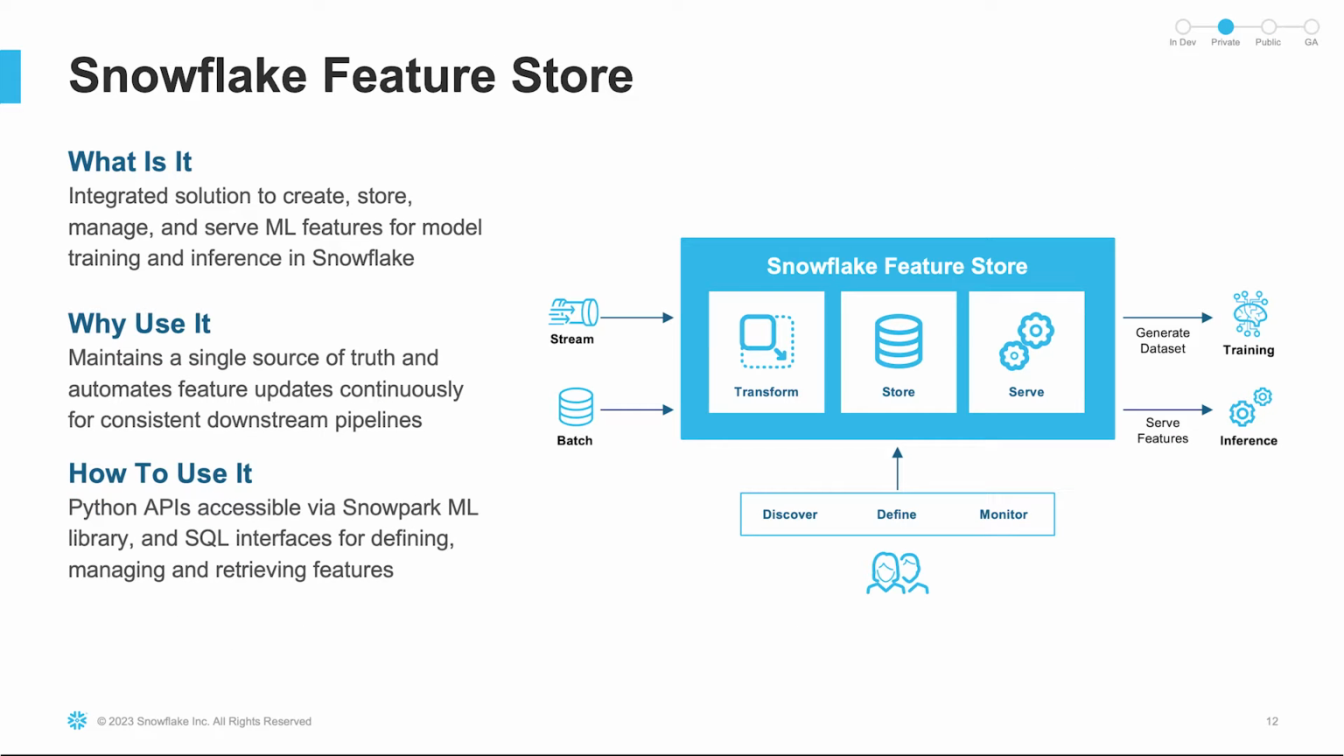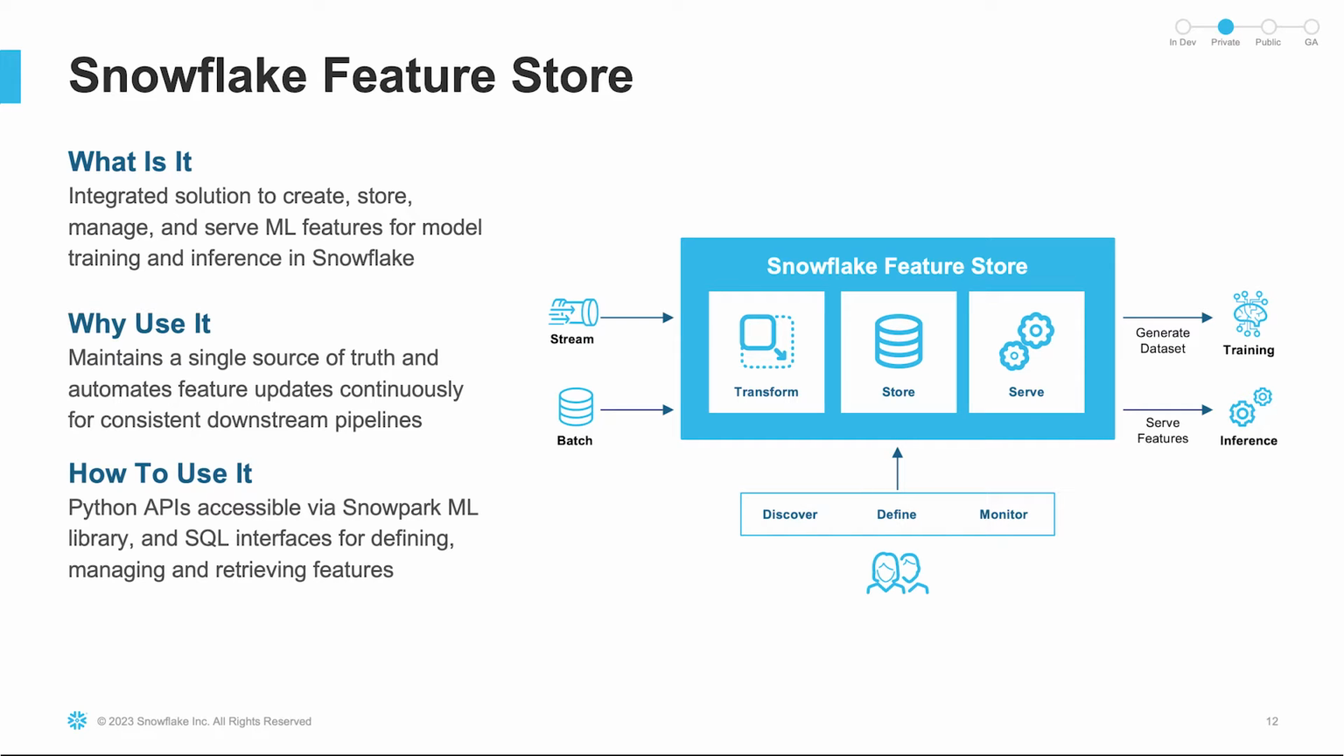Also, on the ML ops front, we have a new integrated solution for helping users to create, manage, and serve ML features, both for use for training as well as inference, using the new Snowflake feature store. Our feature store helps organizations maintain a single source of truth for all of your features. It helps automate updating features continuously and consistently on new data. And it has a convenient Python API, which can be used along with the Snowpark ML library.